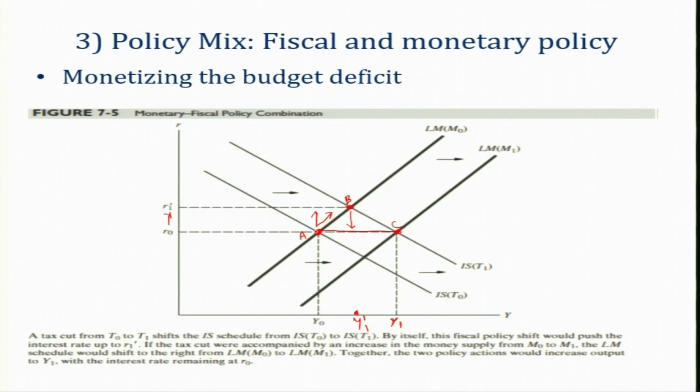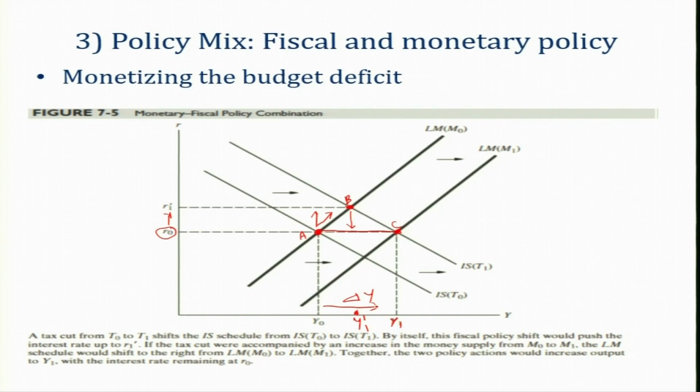That means initially, with the increase in government expenditure, equilibrium goes from A to B with an increase in the rate of interest. But if there is an equivalent increase in money supply, the LM curve shifts rightwards, and C is going to be the new point of equilibrium, the rate of interest will be restored to the initial position, and output increases from Y0 to Y1.